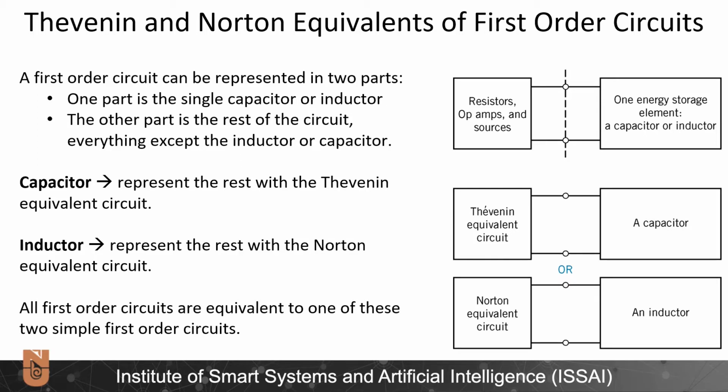Specifically, we represent on one side the Thevenin equivalent circuit. On the other side, we have the energy storing element. If we have a capacitor, we have the Thevenin equivalent circuit and the capacitor. If we have an inductor, we have the Norton equivalent circuit and an inductor. All of the first order circuits can be represented using these two topologies and can then be analyzed easily.